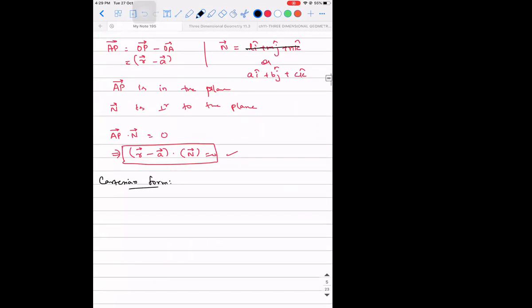So you guys tell me. Cartesian form will be r vector is xi cap plus yj cap plus zk cap. So x minus x1 i cap plus y minus y1 j cap plus z minus z1 k cap dot, what is n vector? It is ai cap plus bj cap plus ck cap. I think in your textbook they've used capital ABC. It's only a notation. Okay, this should be equal to 0.